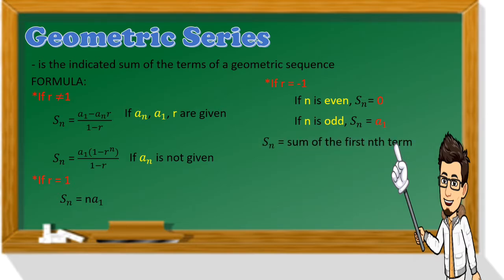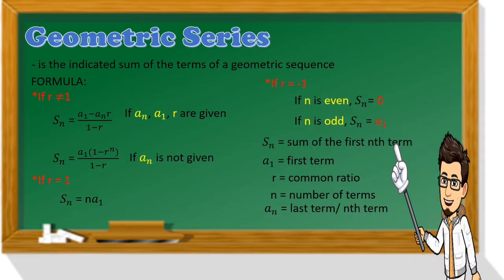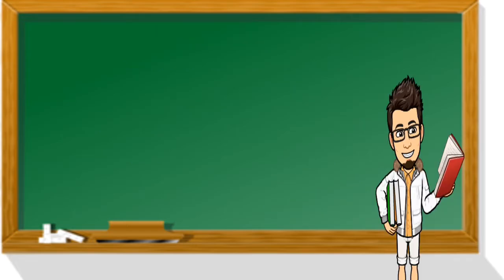So s sub n is the sum of the first n terms, a sub 1 is the first term, r is the common ratio, n is the number of terms, and a sub n is the last term. Okay, so let's try this example. Find the sum of the first 6 terms of the geometric sequence 3, 6, 12, 24, and so on.